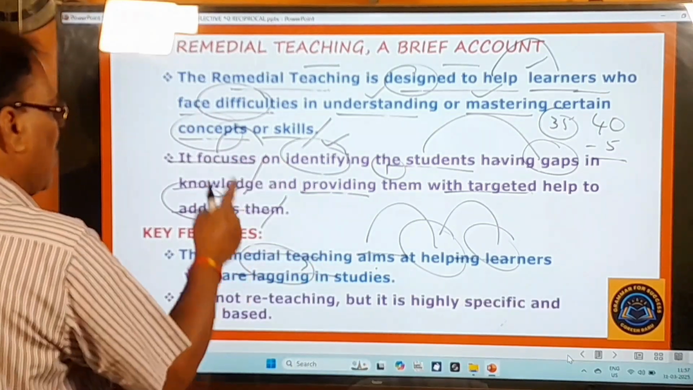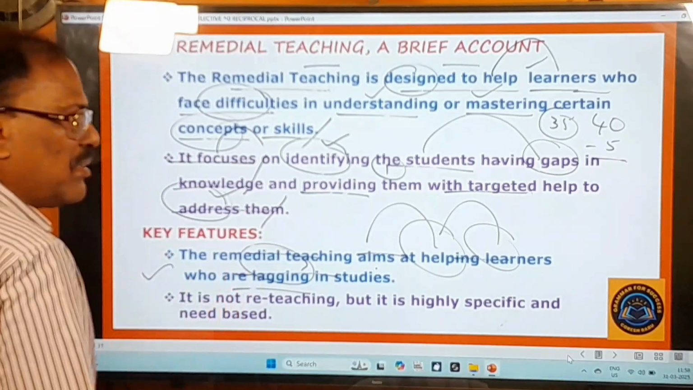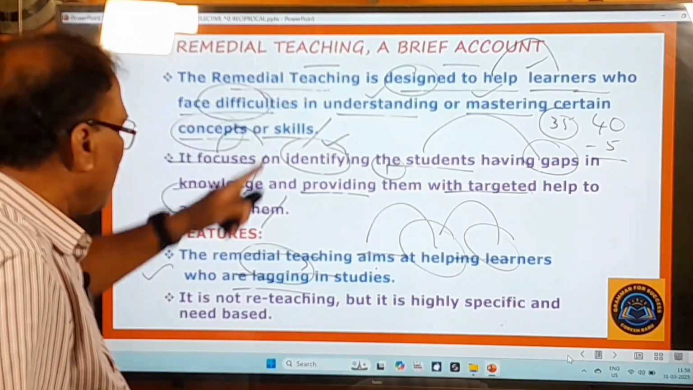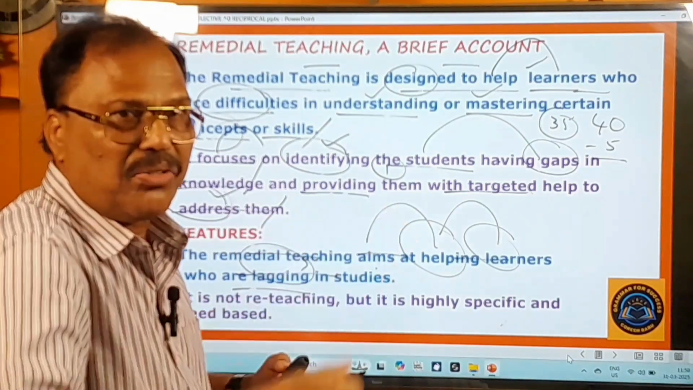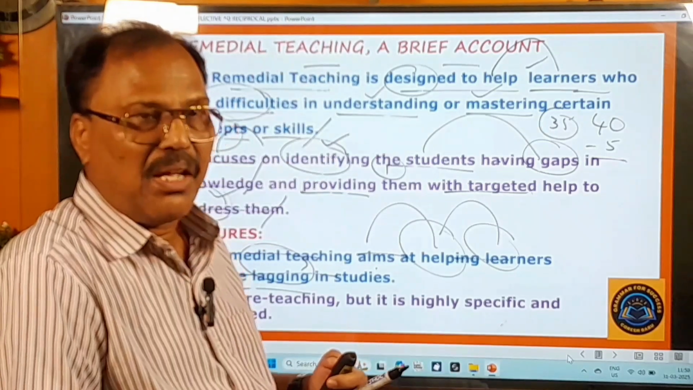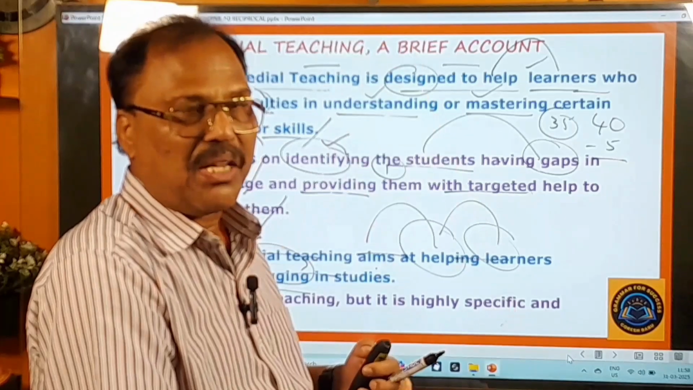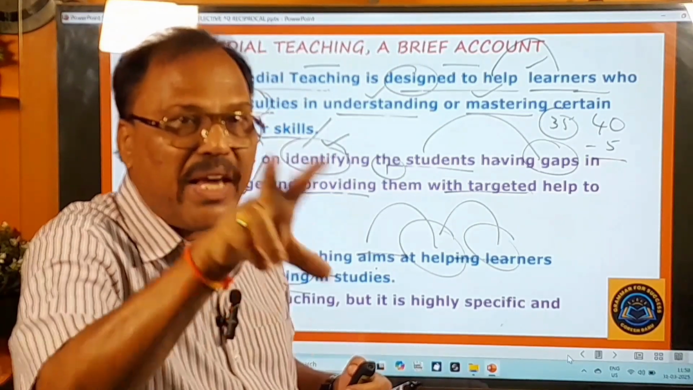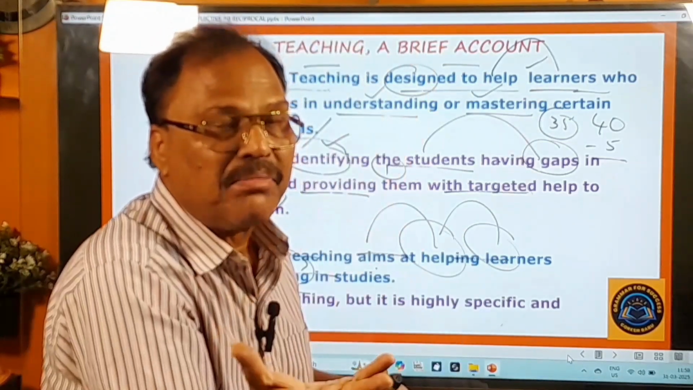And the next feature of this remedial teaching is it is not reteaching. It's an important aspect. Some time ago it was given in the examination. This remedial teaching is not a reteaching. Again, the whole subject is not going to be taught to the students. For example, tenses are there: present tense, past tense, future tense. Certain boys have understood all about the present tense, all about the past tense, but they have not understood all about the future tense. So this is only the specific area, and the teacher is not going to teach all about the tenses once again. What does the teacher do?